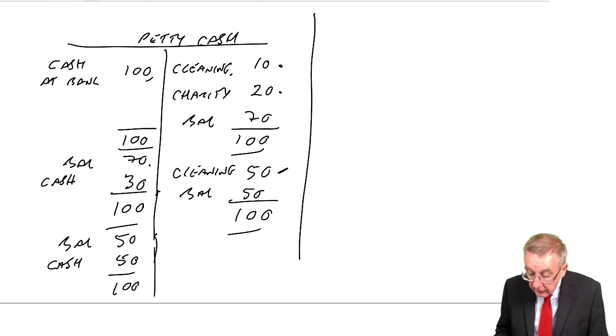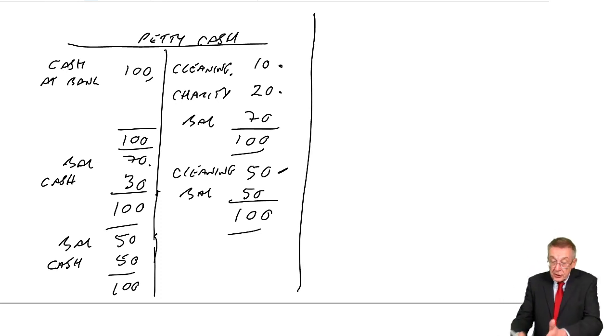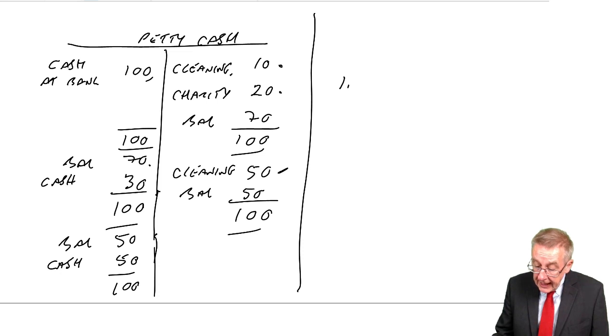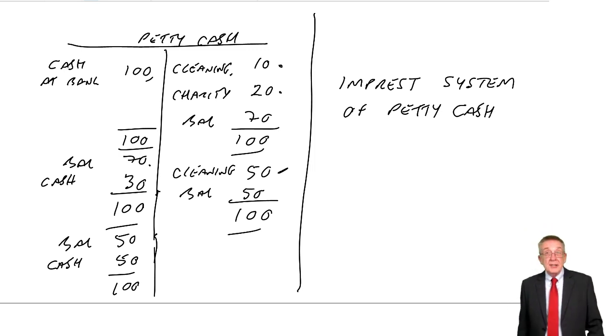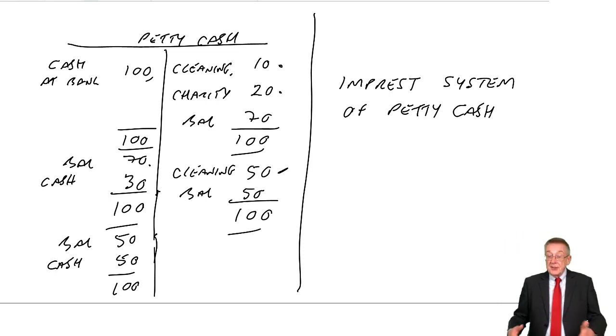Well, be aware of that. It's in the syllabus. You could be tested on it. Not doing the debits, credits, but just being aware of what it is. It's called the imprest system of petty cash. I'm afraid I've no idea why it's called that. But that's the way any business that's carrying petty cash should operate.